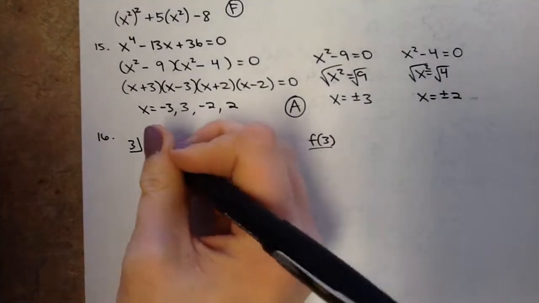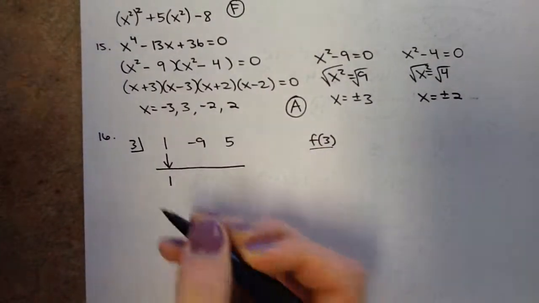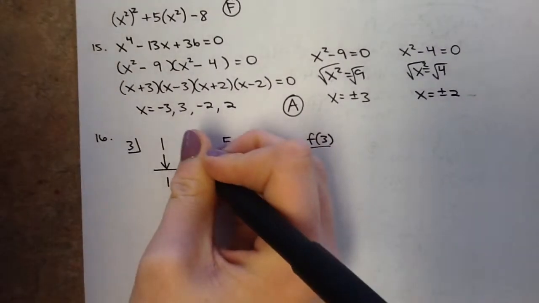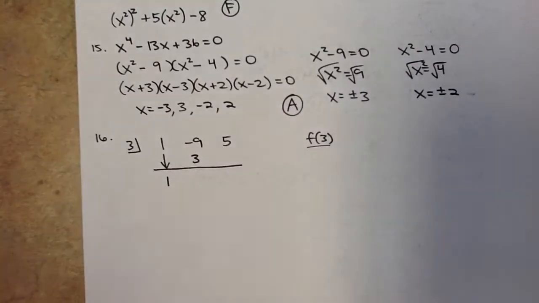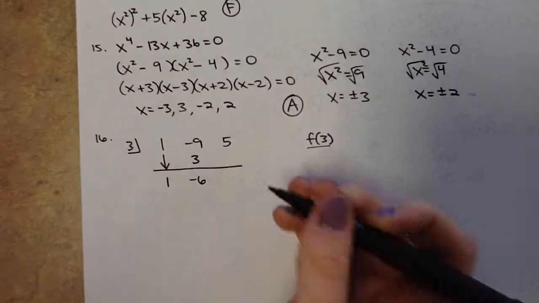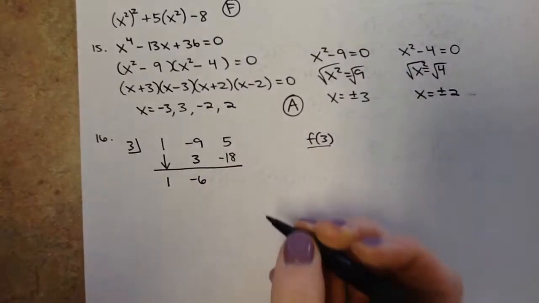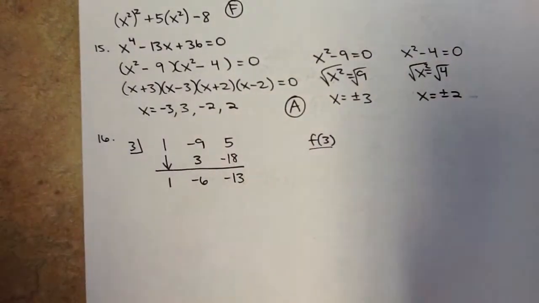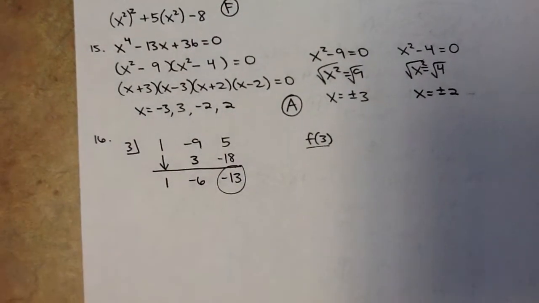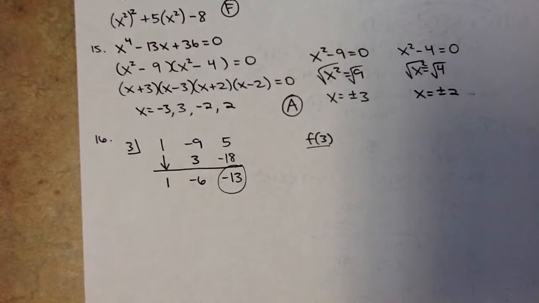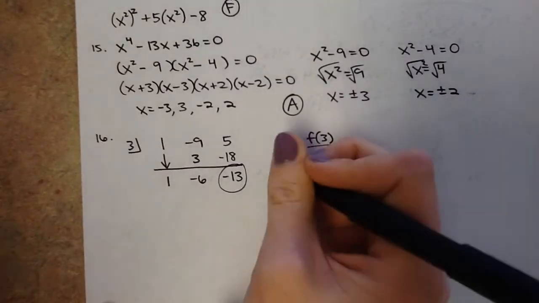Same process though. The 1 comes down, I multiply 1 times 3, put that right here, add these two together, it gives me -6. -6 times 3 gives me a -18, and then I'm going to add these two together, and that leaves me with -13. So the remainder that I get, that's actually my answer. That's f of 3. It's exactly what I would get if I plugged 3 into my equation directly. So that's letter H.